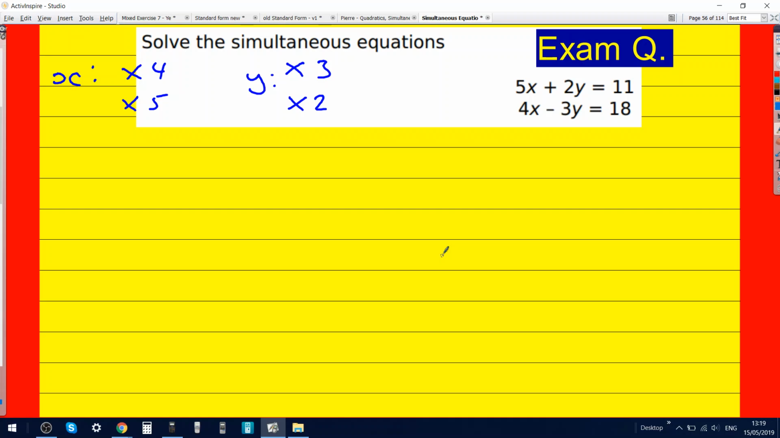So we'll go with times by 3 on the first one. Take the first one times by 3. 3 times 5x is 15x plus 6y, and 3 times 11 equals 33. Now we write the... Actually, no. Do you now times the bottom one by 2? Yeah, you do. So 2 times 4 is 8x.